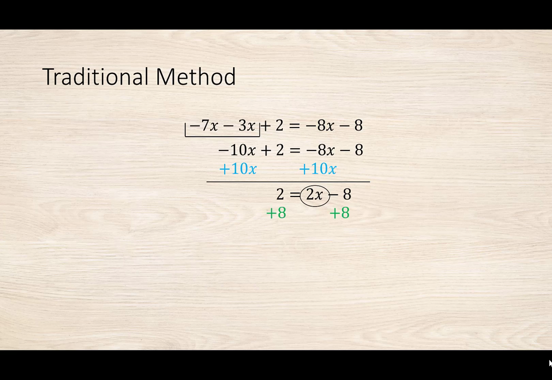So the only way to do that using inverse operations is to add 8 to both sides. I end up with 10 equals 2x. Going to divide both sides by 2, and I end up with x equals 5.